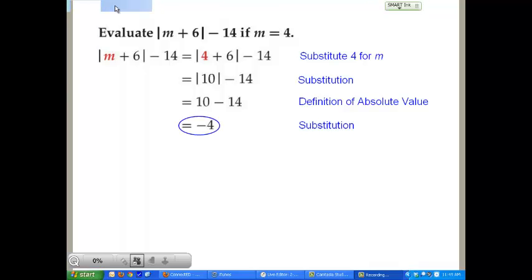Easy math. Doesn't get any easier than this. We're going to get negative 4 for a final answer. This one should be pretty clear and basic for you. But let's see what else the future holds.